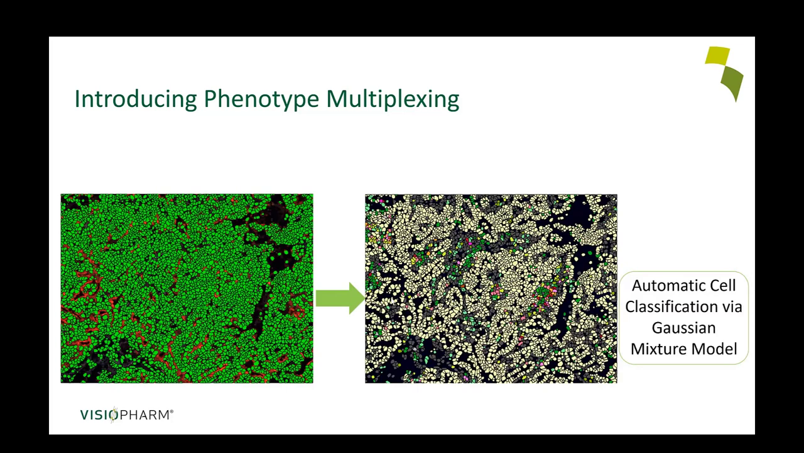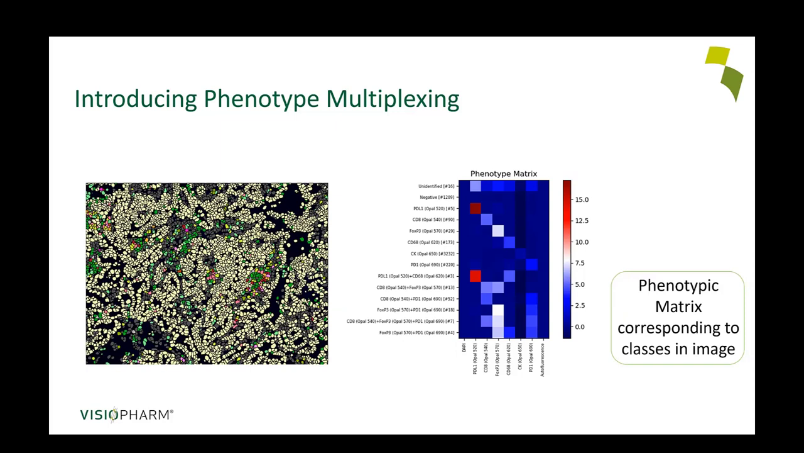Once we have this segmentation of cells done in an automatic way, we can follow that up by utilizing a number of charts that are unique to multiplex data. For example, the chart on the right is a phenotypic matrix for the given image on the left. Here we can see the individual phenotypes for the cells that were generated by the algorithm, and we can see next to them the counts of those individual phenotypes. In addition, we can see the relative expression of the different biomarkers that made up the individual phenotypes along the x-axis.